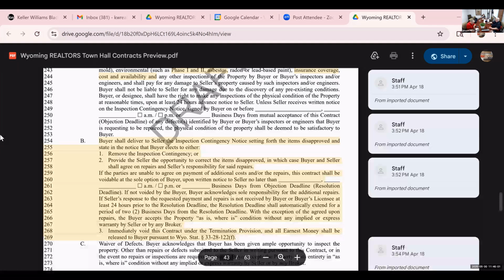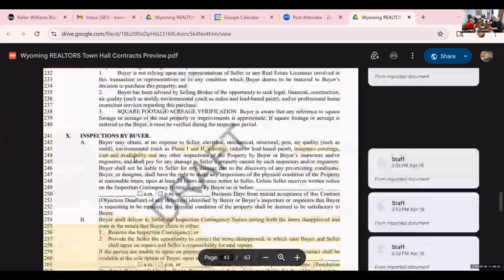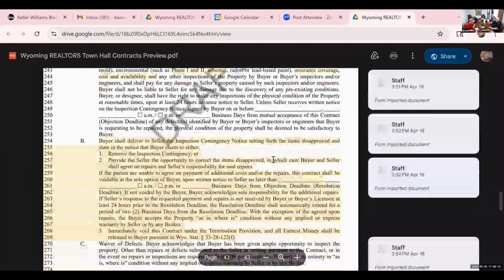What line is that? Can you scroll up a little bit? This is the line, actually 275. Okay. And it adds it in up here on 243 and 244 as well.